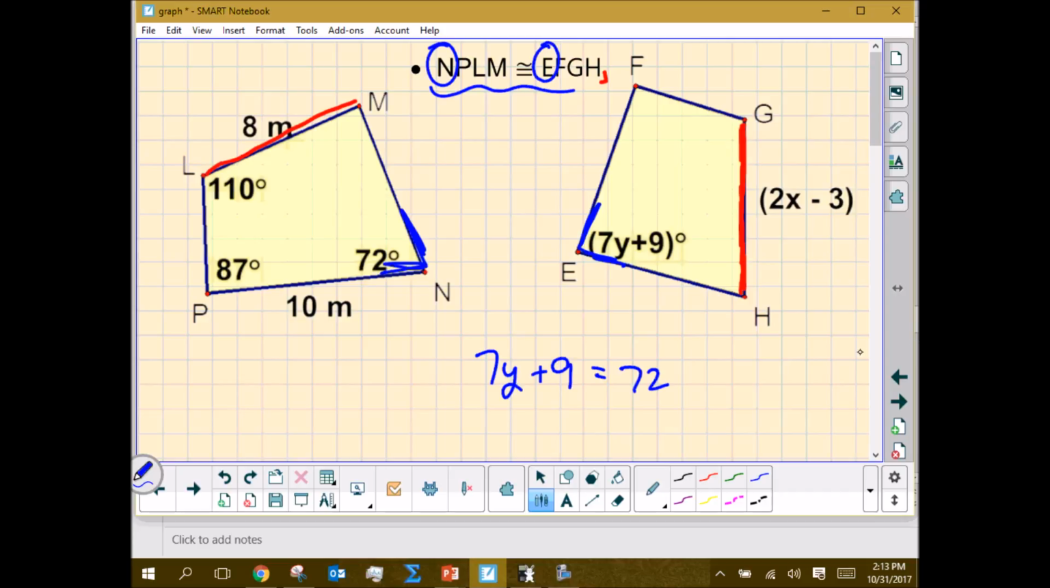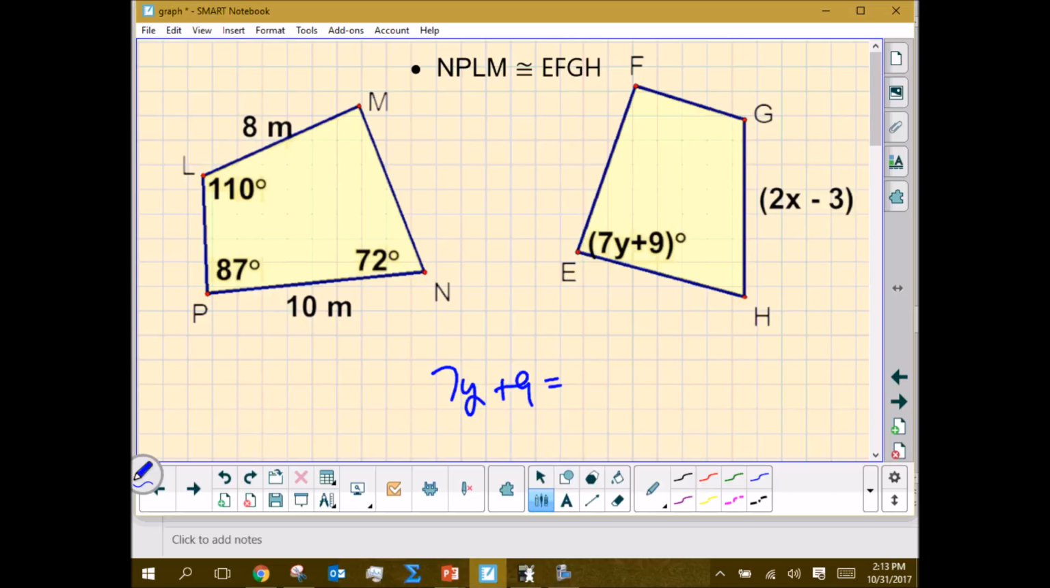Somebody earlier in the day wanted to do this. I asked them, what does 7y plus 9 equal? And they told me 87. What did they do? They took it to the wrong angle. They went bottom left, and you cannot do that and be accurate every single time. Don't worry about who it was.